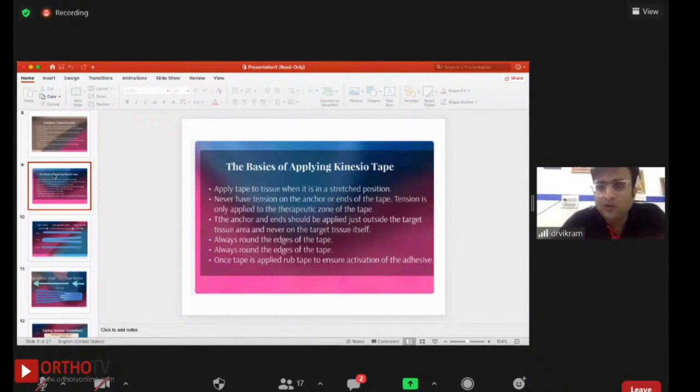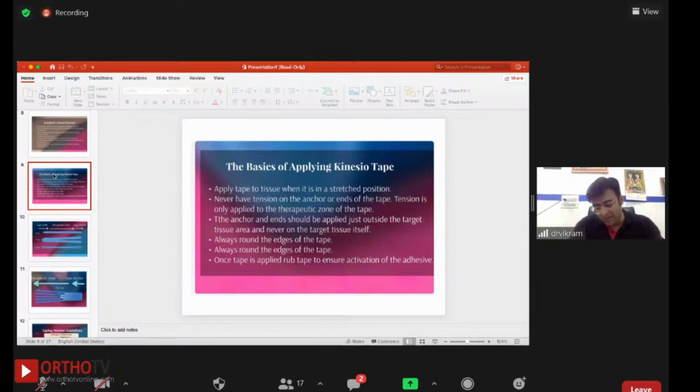Apply the tape to tissue when it is in a stretched position. The stretch can be at various percentages: 10%, 20%, 30%, 100%. Whenever we are putting it for the stabilization part, we are doing 100% stretch. Never have tension on that.